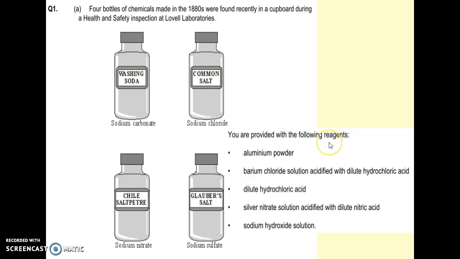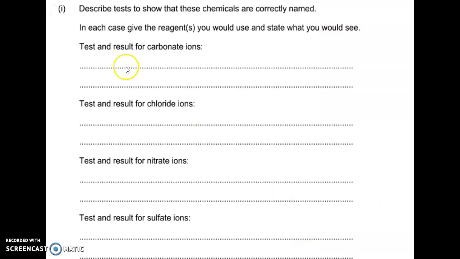So you're provided with the following reagents. Now reagents are reactants or chemicals. Aluminium powder, barium chloride solution acidified with dilute hydrochloric acid, dilute hydrochloric acid, silver nitrate solution acidified with dilute nitric acid, and sodium hydroxide solution. Describe tests to show that these chemicals are correctly named. In each case, give the reagent you would use and state what you would see.